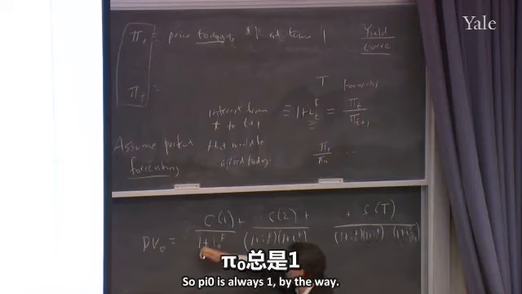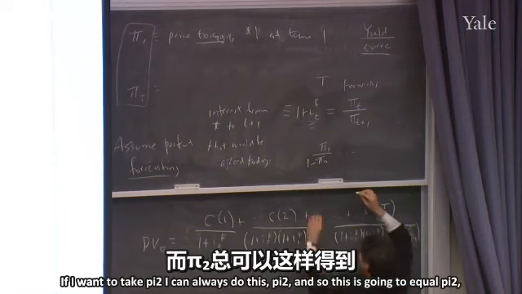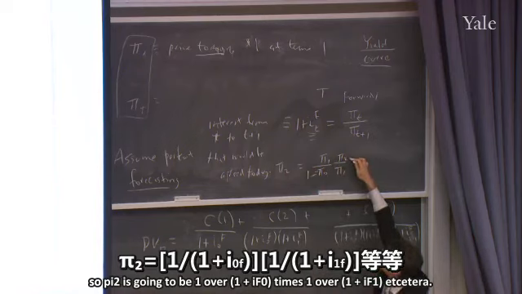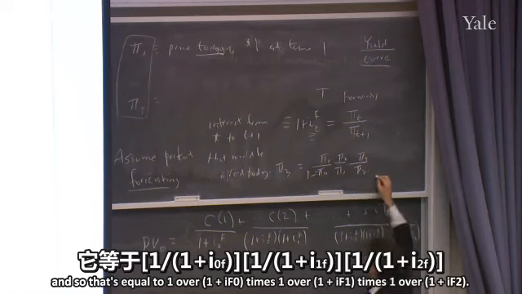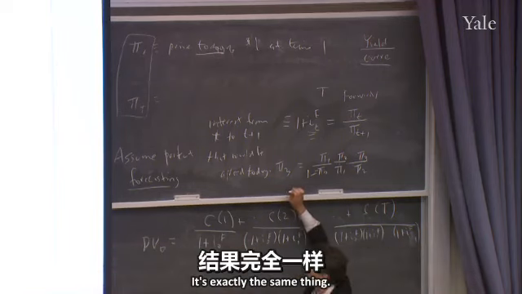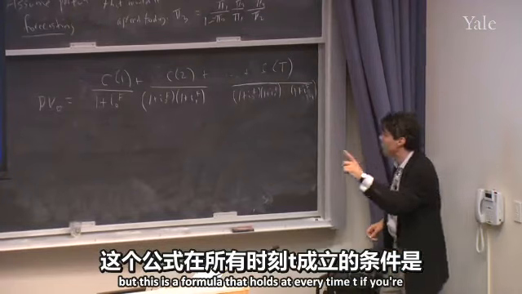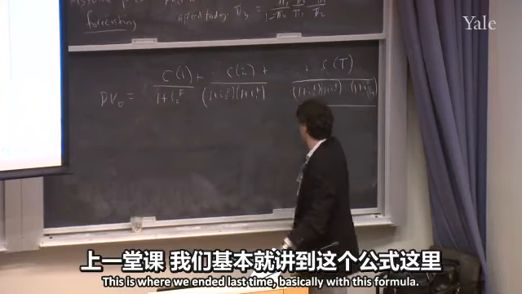So pi 0 is always 1, by the way. So if I want to take pi 1, it's just going to be 1 over 1 plus I0 forward. If I want to take pi 2, it's going to be 1 over 1 plus IF0 times 1 over 1 plus IF1, etc. And pi 3, I just multiply by pi 3 over pi 2. And so that's equal to 1 over 1 plus IF0 times 1 over 1 plus IF1 times 1 over 1 plus IF2. So instead of multiplying by the pi's, I might as well take the product of the forwards. It's exactly the same thing. Okay, so the present value has this simple formula. But this is a formula that holds at every time t, if you're totally confident of your predictions of the C's and of the future interest rates. Okay, so this is where we ended last time, basically with this formula.